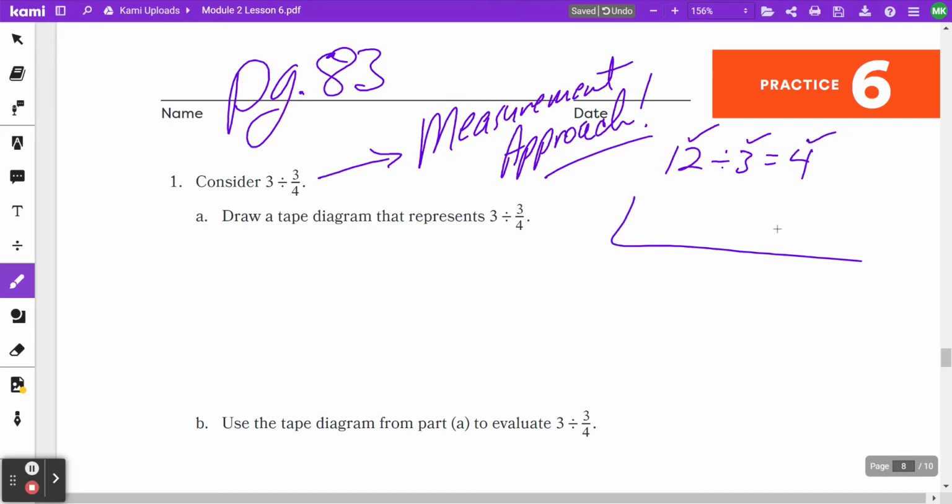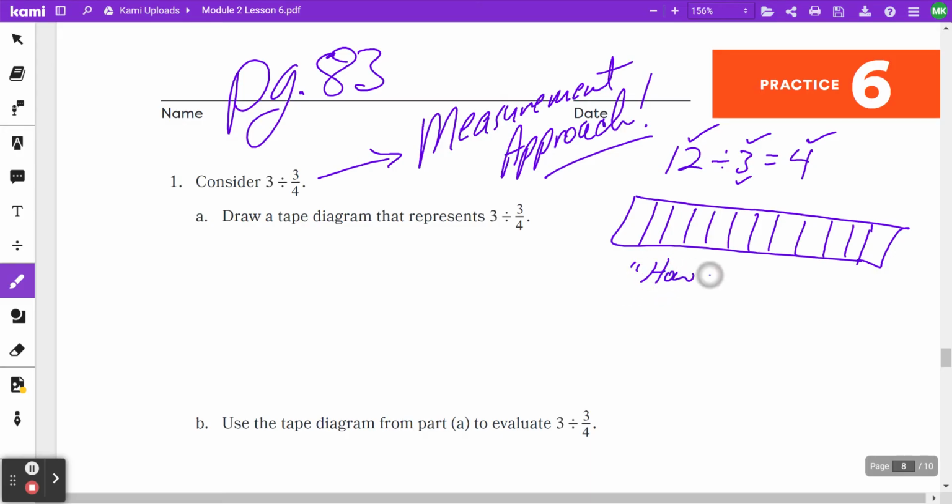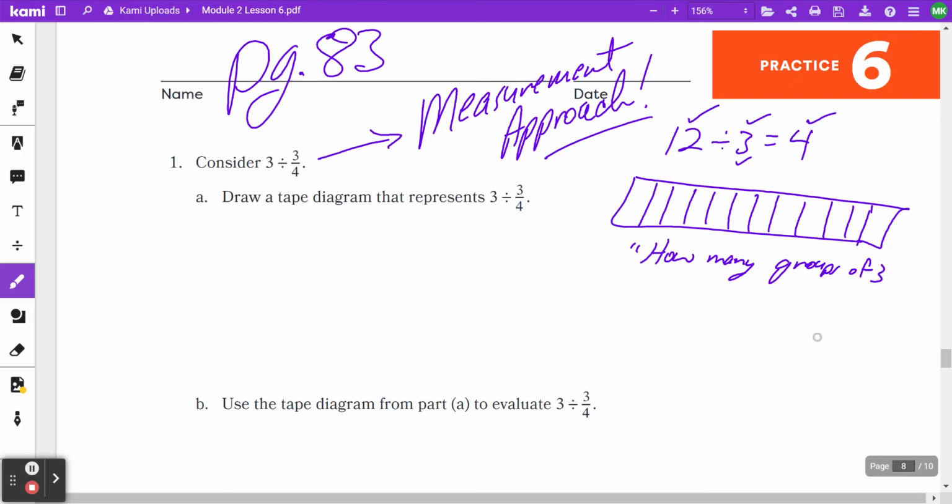So if I have 12 total, let's make a little tape diagram here. 1, 2, 3, 4, 5, 6, 7, 8, 9, 10, 11, 12. So there are my 12 parts. The question is, how many groups of 3 are in 12? This is the measurement approach, measuring things out. So measuring out groups of 3 so that I have a total of 12.